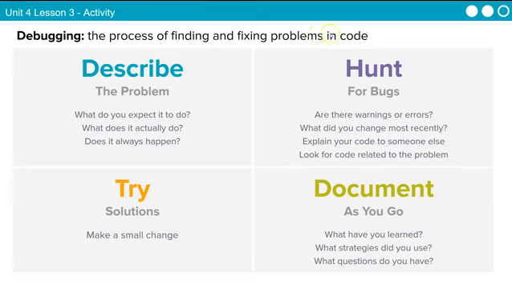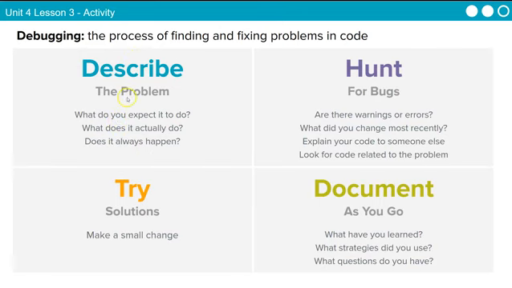We're also going to go into debugging a little bit during this unit. This isn't super important, just make sure that you know these 4 steps. You first want to be able to describe the problem. Whenever you have a bug, the first thing you need to do is describe what the bug is. What did you expect it to do? What does it actually do? And does it always happen?